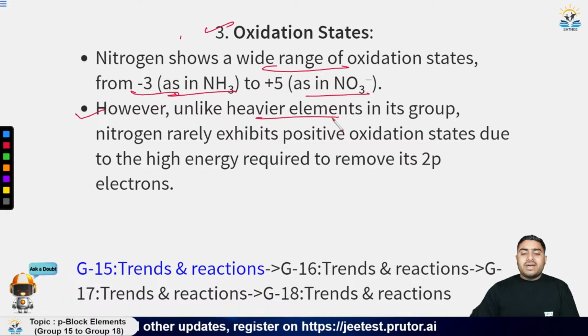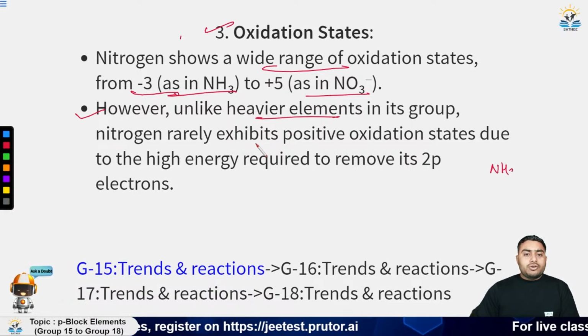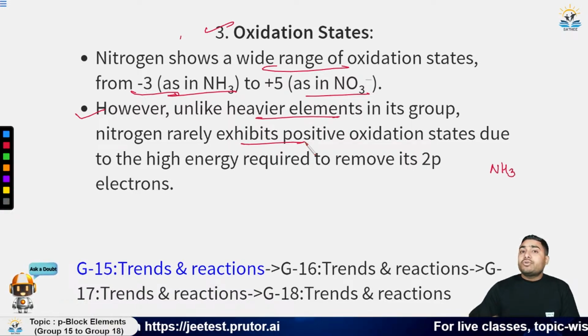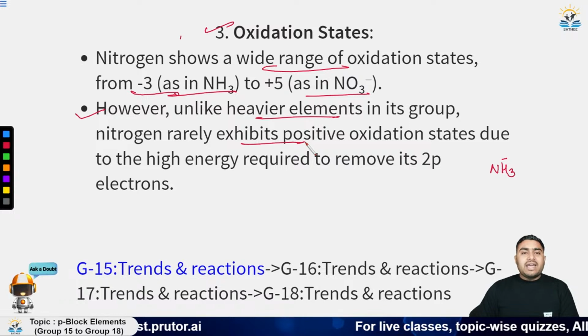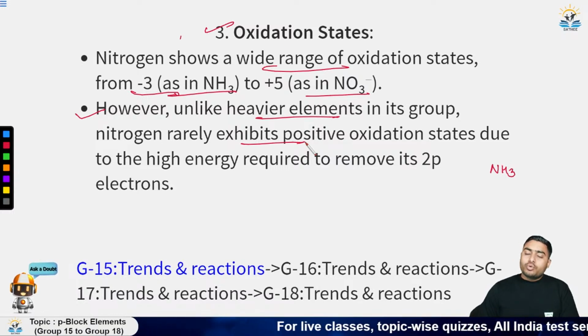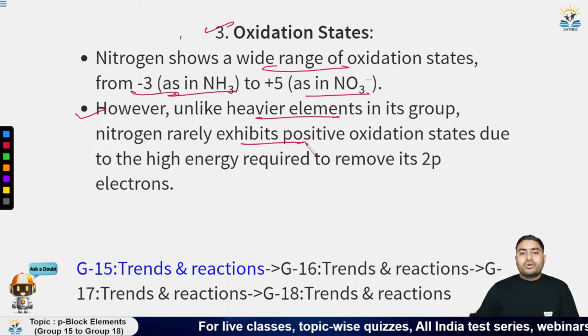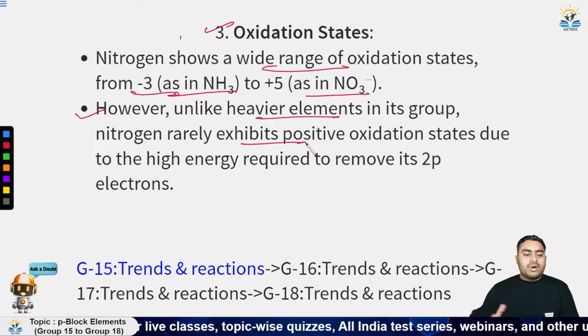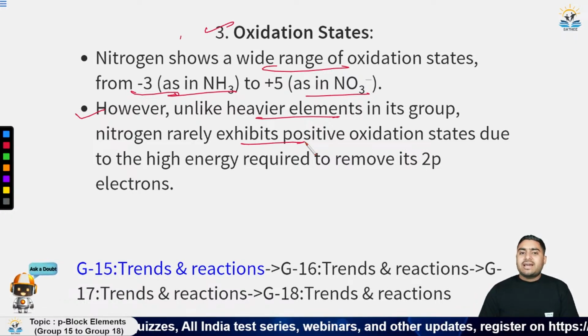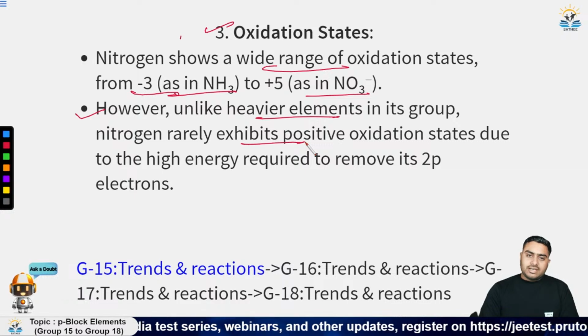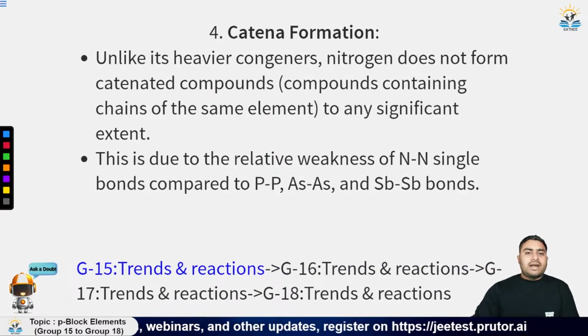However, unlike heavier elements in its group, nitrogen rarely exhibits a positive oxidation state due to the high energy required to remove its 2p electrons, right? Because high energy is required to remove 2p electrons, that's why nitrogen rarely exhibits positive oxidation states. Let's move to the next, catenary formation.